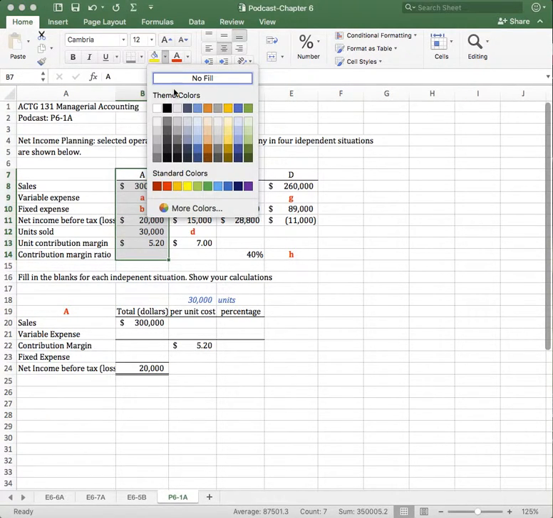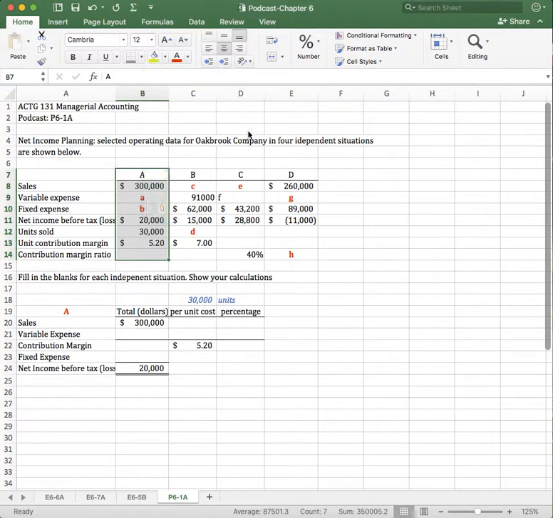and let me highlight that. I don't quite like this yellow. It's almost too yellow for me. So let's go with green.